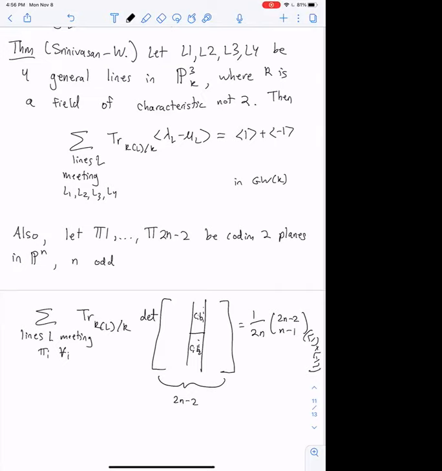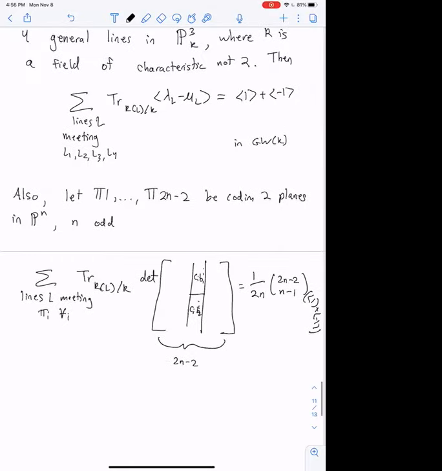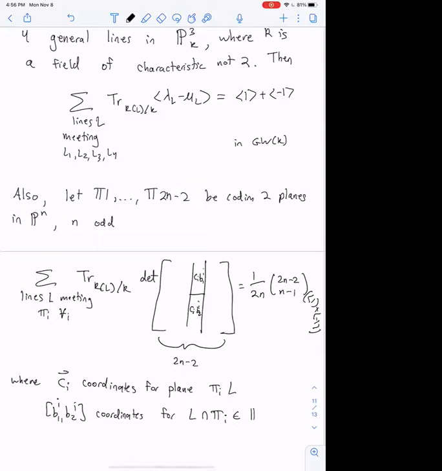And these ci and bi are certain coordinates for the plane spanned by pi and L, and b1i, b2i are coordinates for L intersect pi i inside this P1 over K of L.